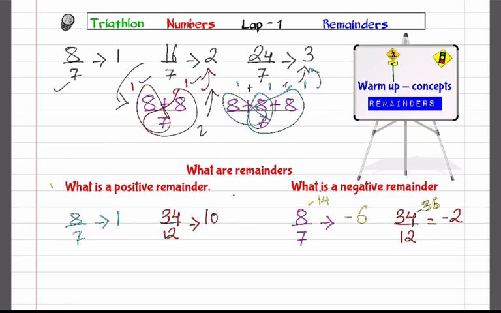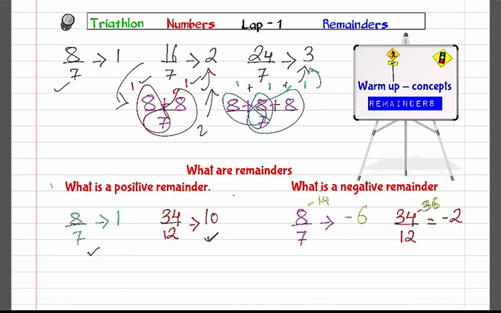Now 8 divided by 7, we know that it's 1. 34 divided by 12, so what's the remainder? 12 2s are 24. What's the remainder here? 10, right? This is something we call a positive remainder. So what other kind of remainder do we have? We have something called a negative remainder as well.